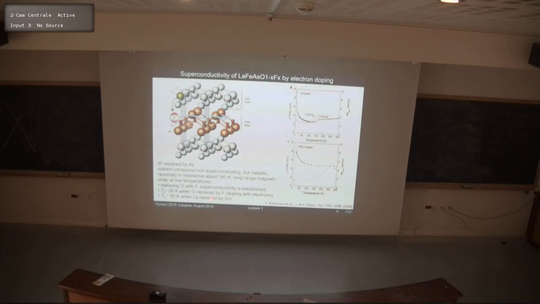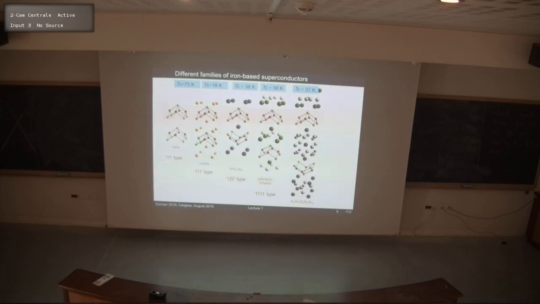If you go further and play around with chemistry, look in the periodic table, replace lanthanum with samarium, then this is one of the largest TC found in this family, about 55 Kelvin. So this is how this field started, and since then there have been lots and lots of families of these iron-based superconductors.